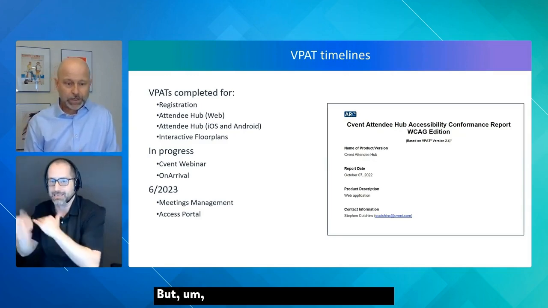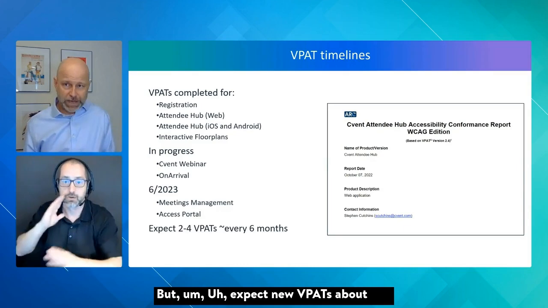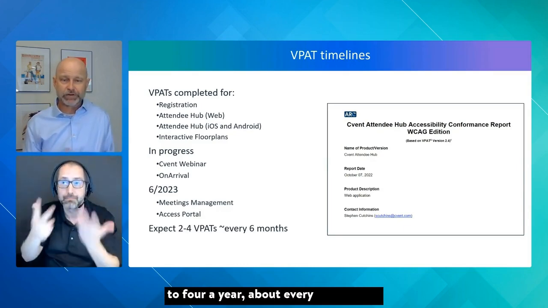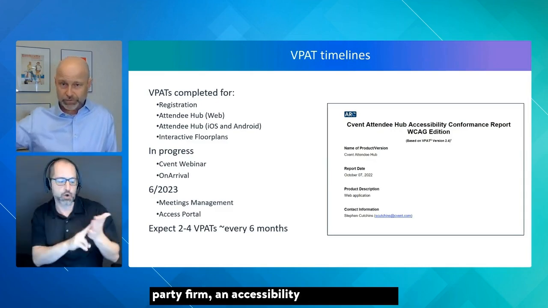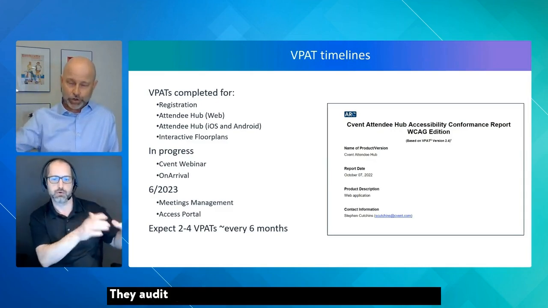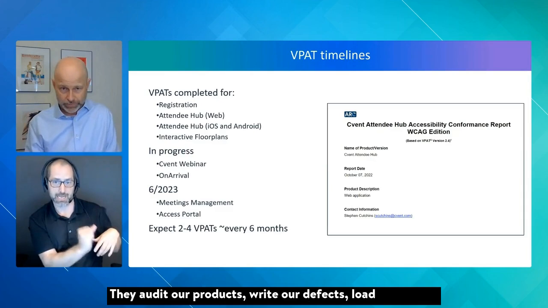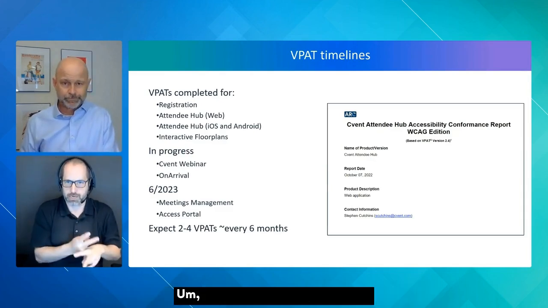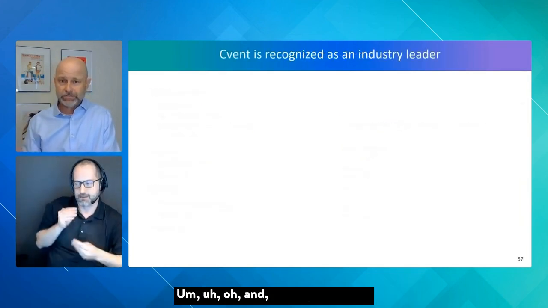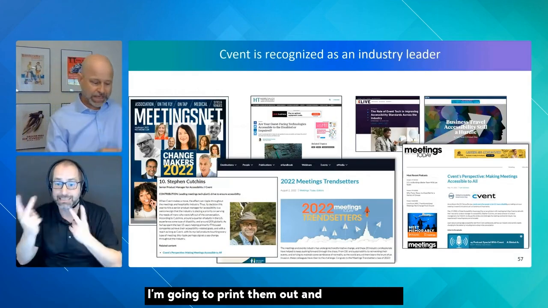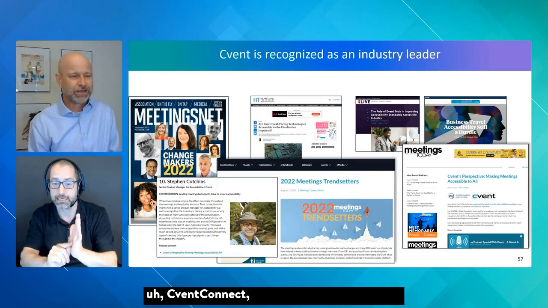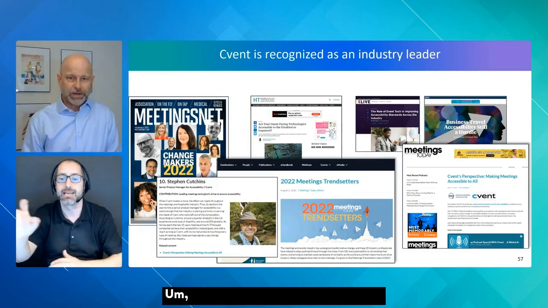But expect new VPATs about 2 to 4 a year, about every 6 months. We contract through an independent third-party accessibility firm called TPGI. They audit our products, write up our defects, and produce our VPATs. I will mention, if you want to see some of these, I'm going to print them out and have them at Cvent Connect, so you can take a look.